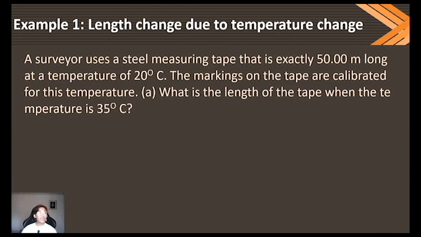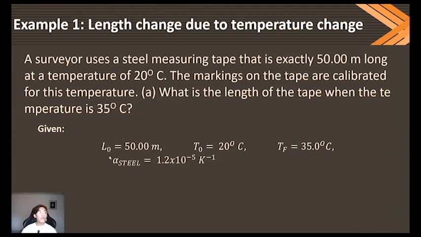So let's identify our given for this problem. We have the following given here. L sub 0, or the initial length, is equal to 50 meters. T sub 0, or the initial temperature, is equal to 20 degrees Celsius. And T sub F is equal to 35.0 degrees Celsius. And the coefficient of linear thermal expansion of the steel is equal to 1.2 times 10 raised to the power of negative 5 per Kelvin.